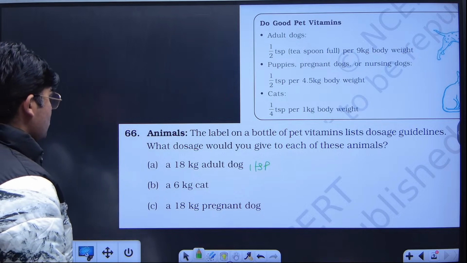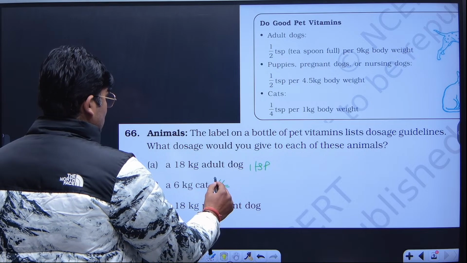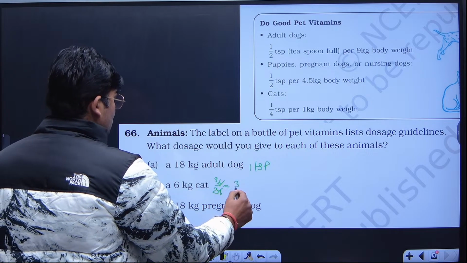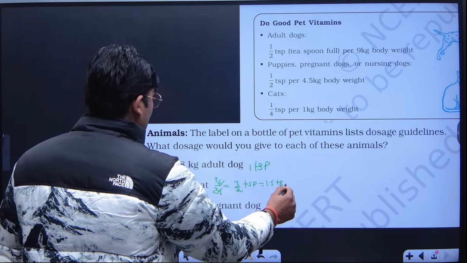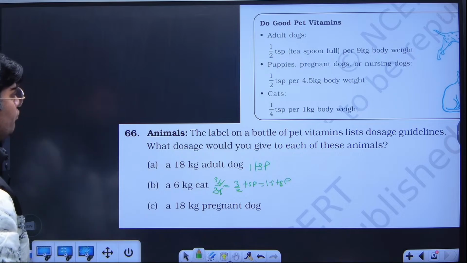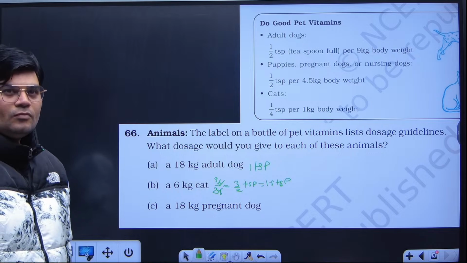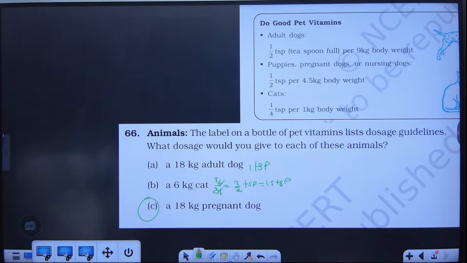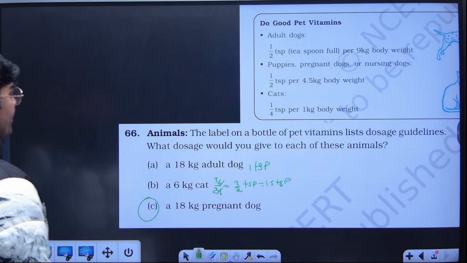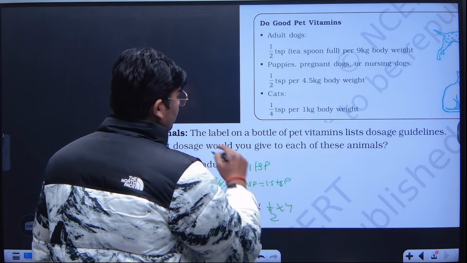And for cats, it would be 1 and 1 by 2 plus. Yes, go ahead. How much for a pregnant dog, 18 kg? 2 teaspoon. 2 TSP. Yeah. So half into 4. Okay. You are good in ratio and proportion.